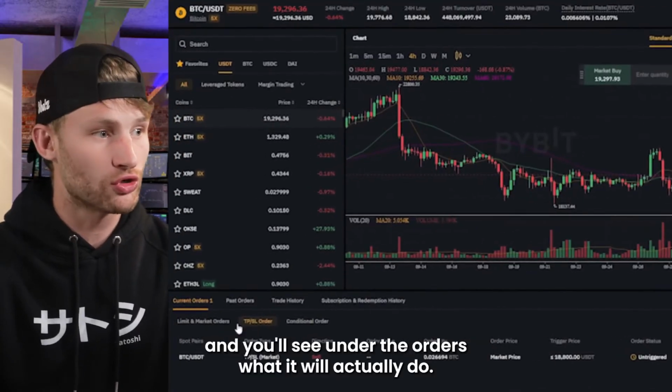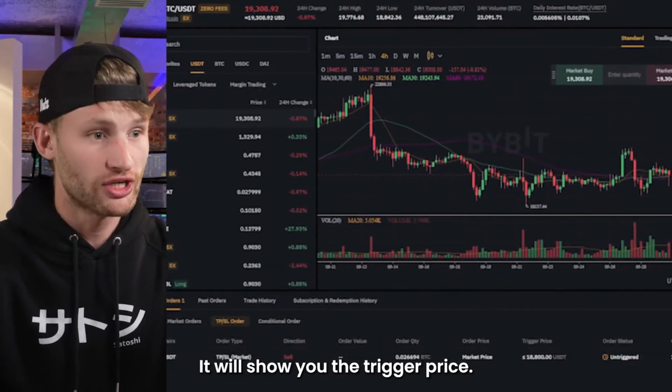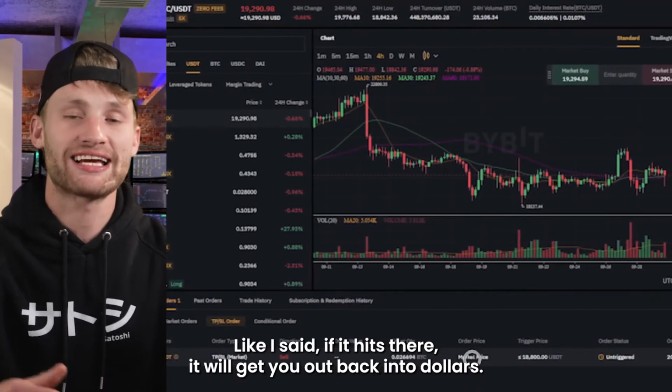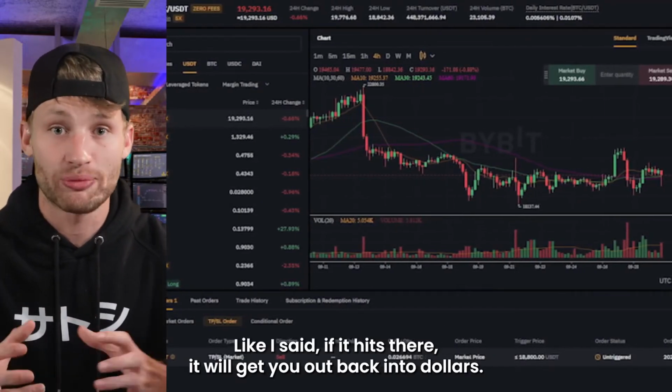And you'll see under the orders what it will actually do. It will show you the trigger price. It will show you it's a market price. And like I said, if it hits there, it will get you out back into dollars.